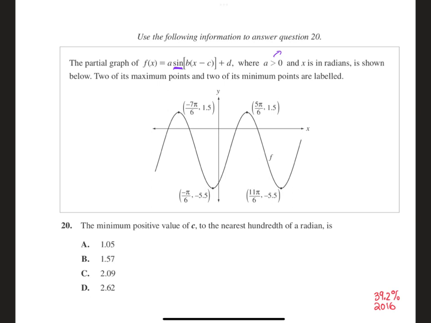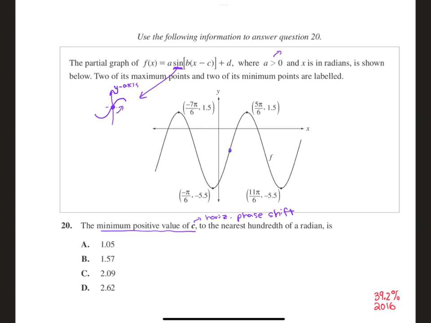Okay. The minimum positive value of c, so c is basically your horizontal phase shift or horizontal translation of that trig graph. Now, in order to determine which point we want to look at for c, we've got to recognize that the sine function, normally the midline point of the sine function is on the y-axis. And if you're not sure about that, you can always graph y equals sine x and take a look at the graph. So it's that midline point that we're looking for as you go up.